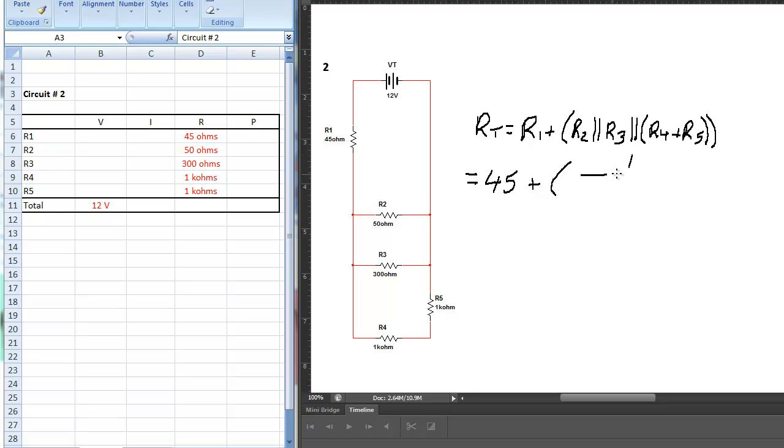write down what that is, and why I'm detailing this is because I see people go wrong here quite often. 1 over 50 plus 1 over 300. Now this is where people go wrong. They see this here and they forget that there's brackets here. So what do they write? 1 over 1000 plus 1 over 1000. Okay, that's where you get it wrong.